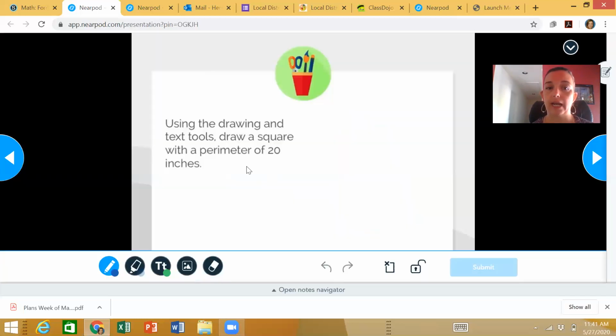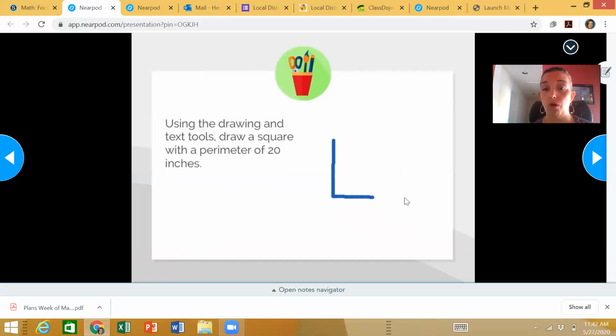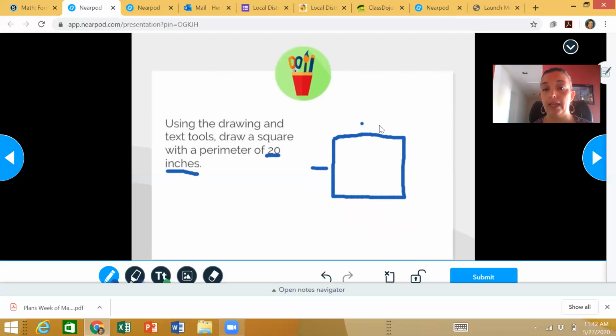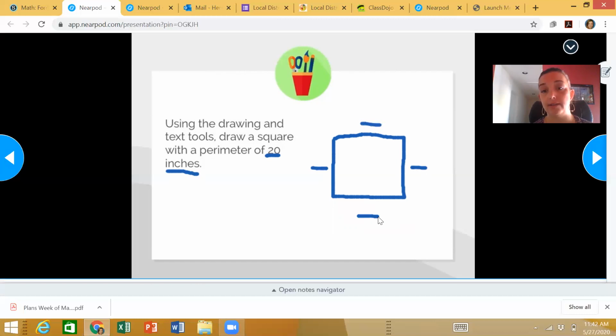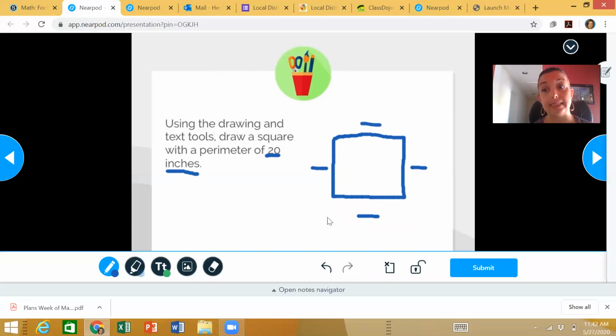Use the drawing and text tools, draw a square with a perimeter of 20 inches. So remember, a square has all 4 sides the same, and those 4 sides are going to add up to 20 inches. So you're going to have to figure out and label what each side on this square is, and since it's a square, all of these will be the same. Once you've figured that out and you've written it into your slide, you're going to click submit.